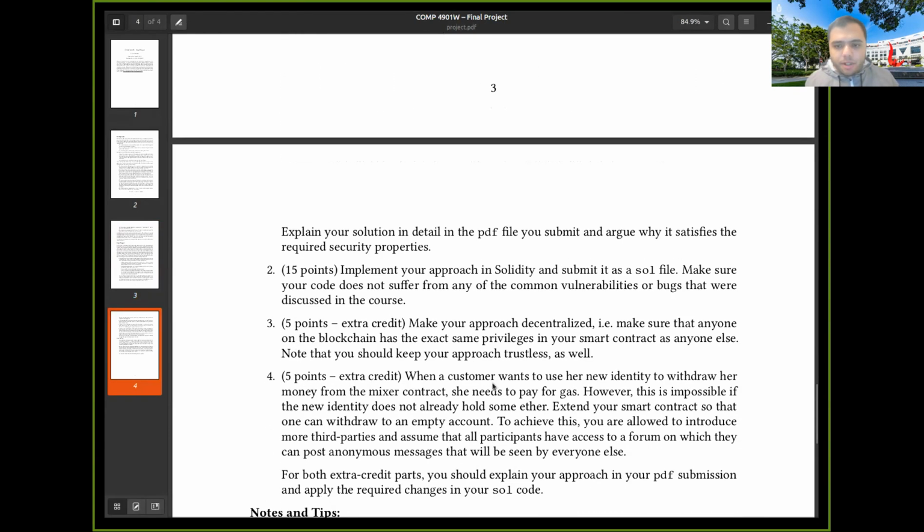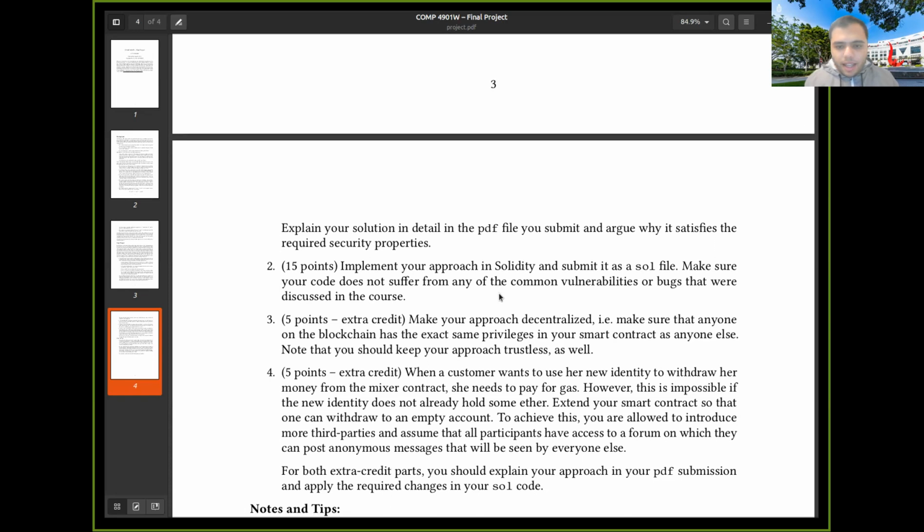Now, the second part is that I want you to, of course, implement it in Solidity. And in this part, you have to also make sure that your code does not have any of the common vulnerabilities. So make sure that, for example, it doesn't have this transfer vulnerability that I talked about today, or any of the other vulnerabilities that we've talked about in this course.